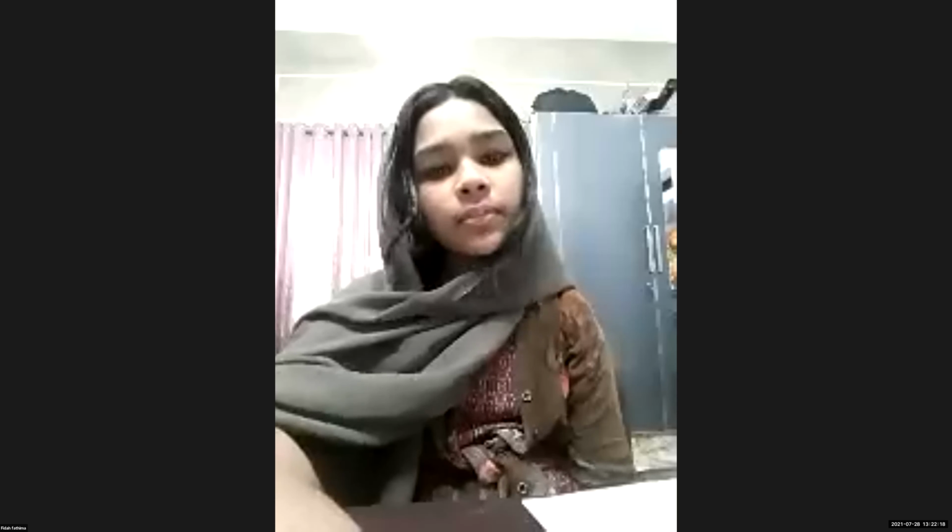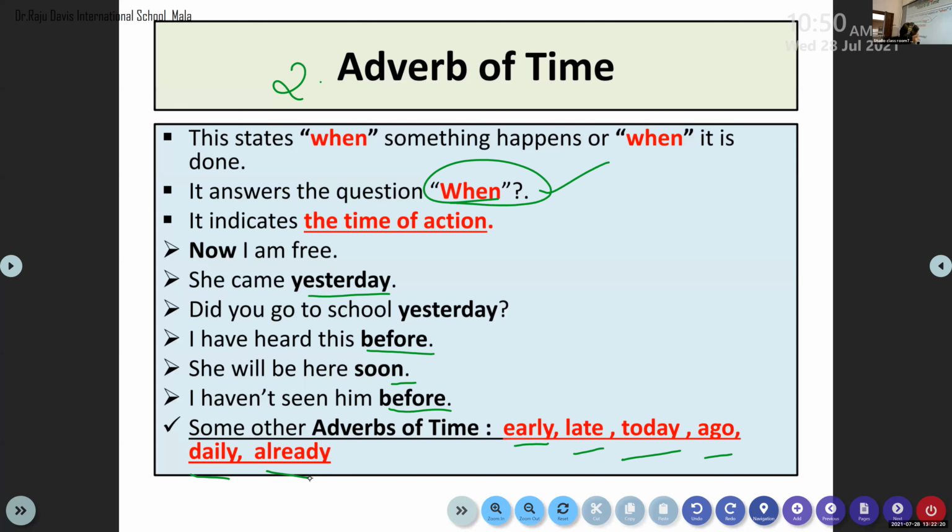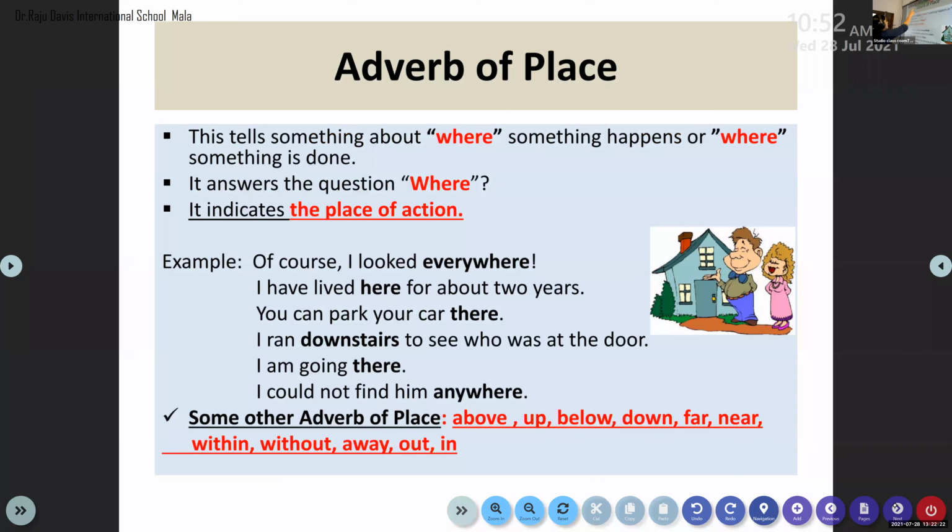Very clear? Okay, now let us talk about the third adverb, children. The third common type is adverb of place. Look at the picture, children. You can see a gentleman with a lady standing just in front of a house. And what he says: I have lived here for about 2 years. The man is saying that I have lived here for about 2 years.